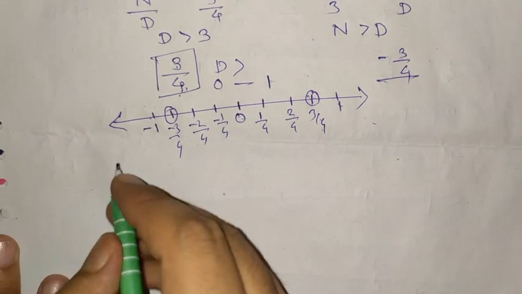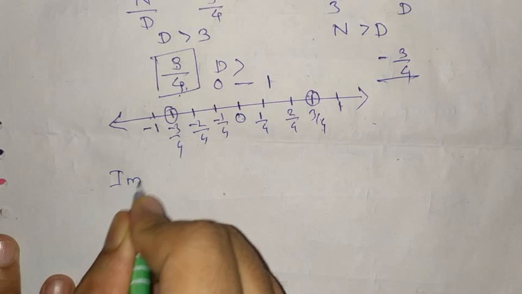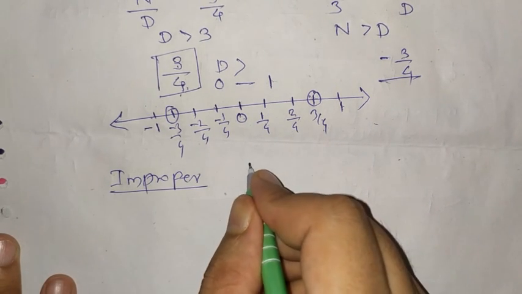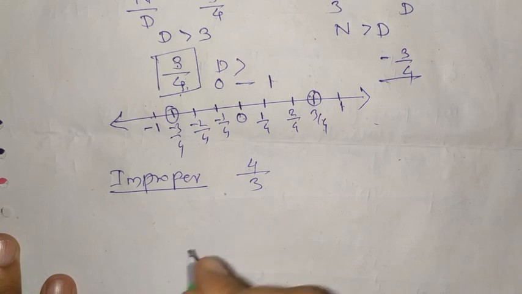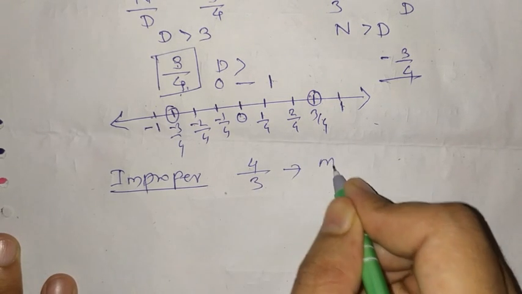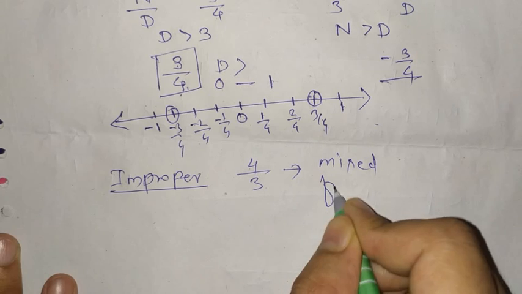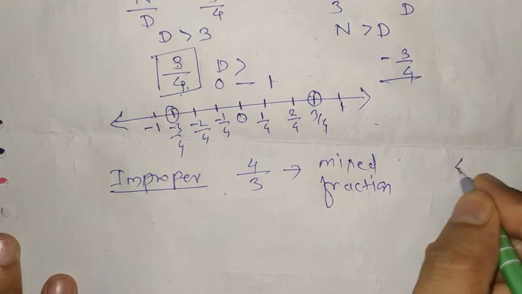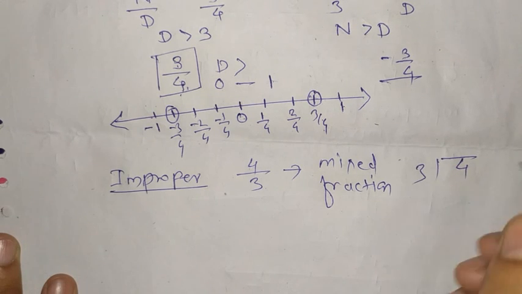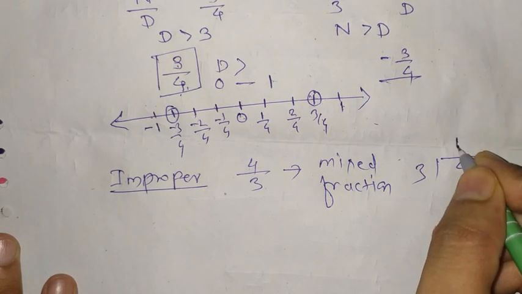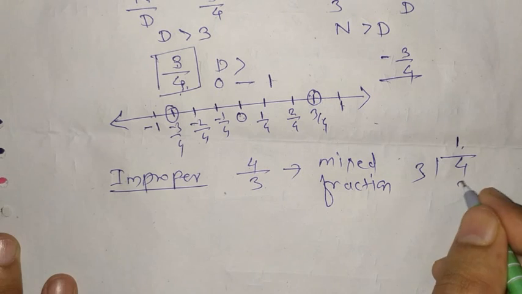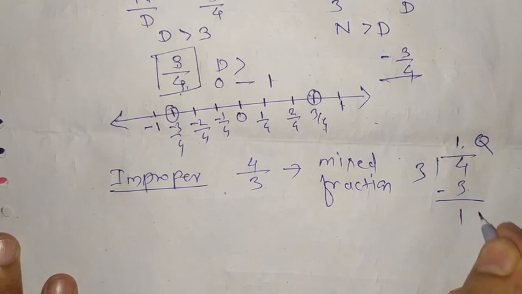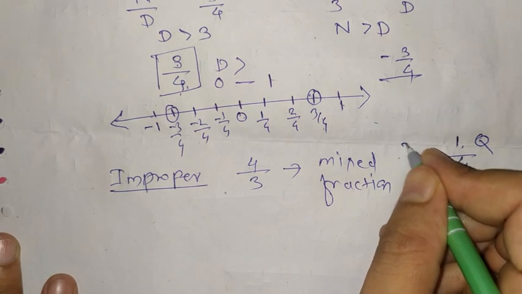Now we will see improper fraction. So in improper fraction, the example is 4/3. So first you convert it into the mixed fraction. For that, what you will do, you simply do 4 divided by 3. Here in the quotient you will get 1, 3 into 1 is 3. So 4 minus 3 is 1. This is the quotient, this is the remainder, and this is the divisor.